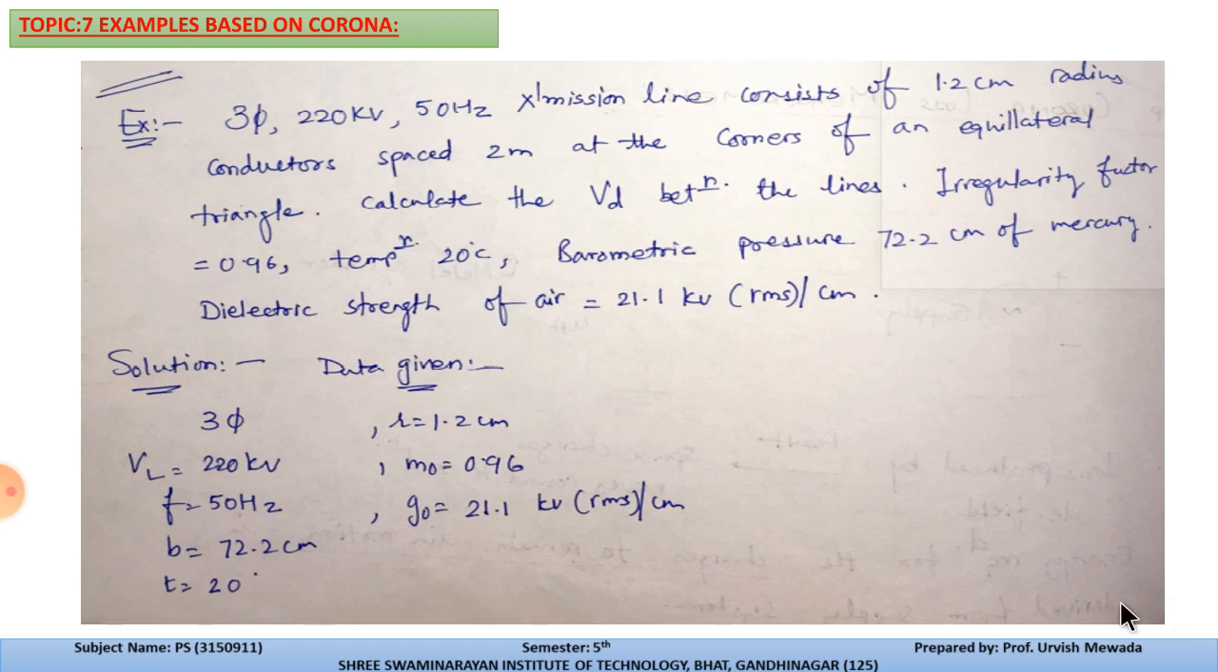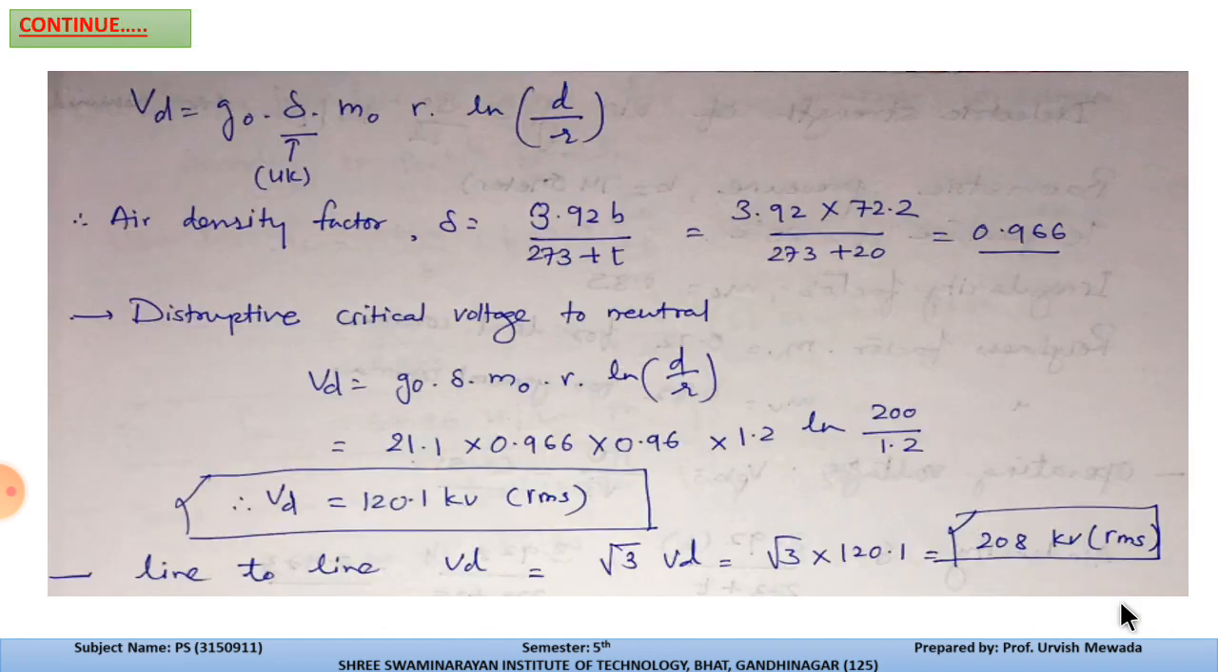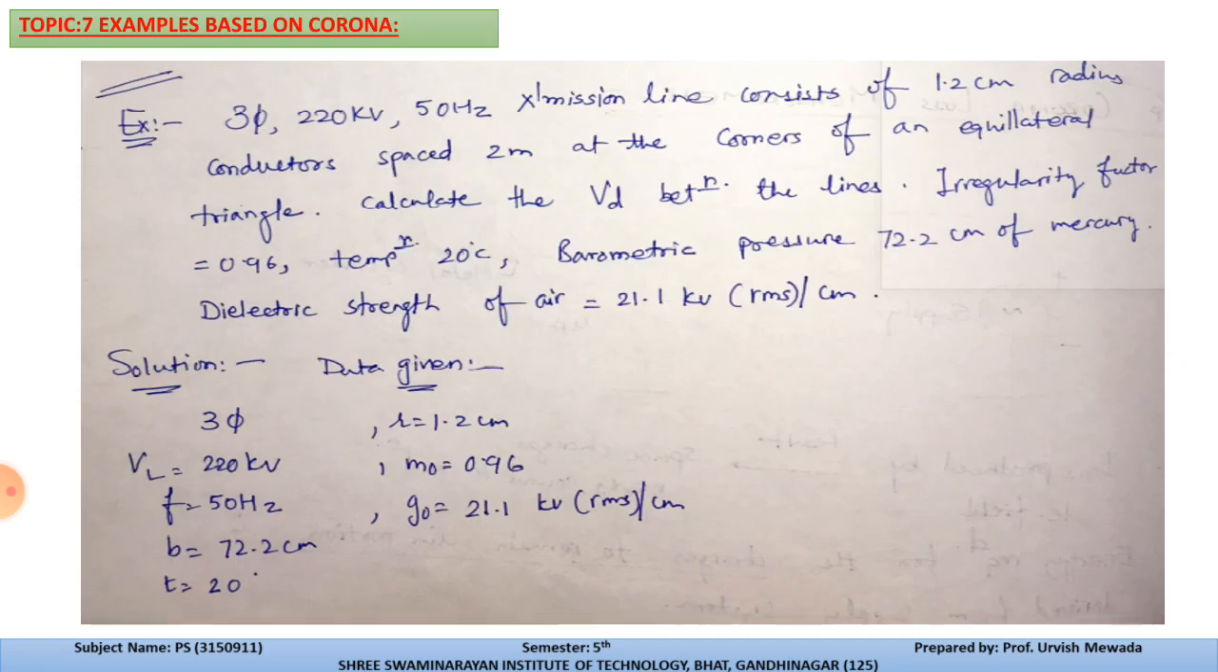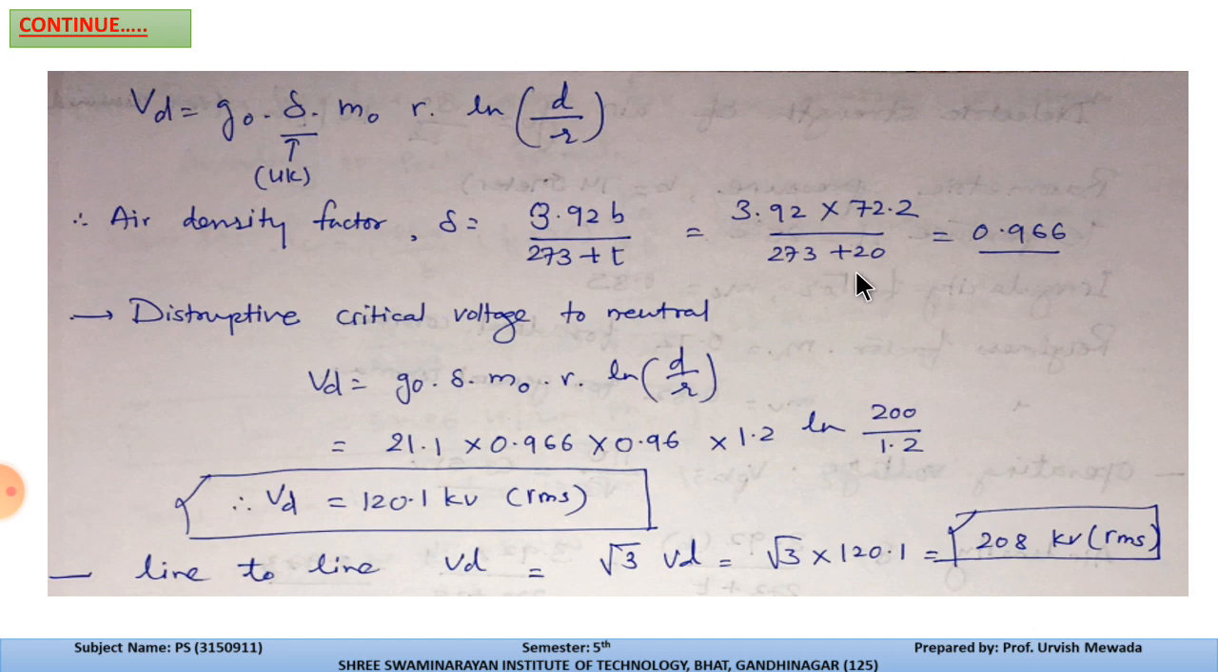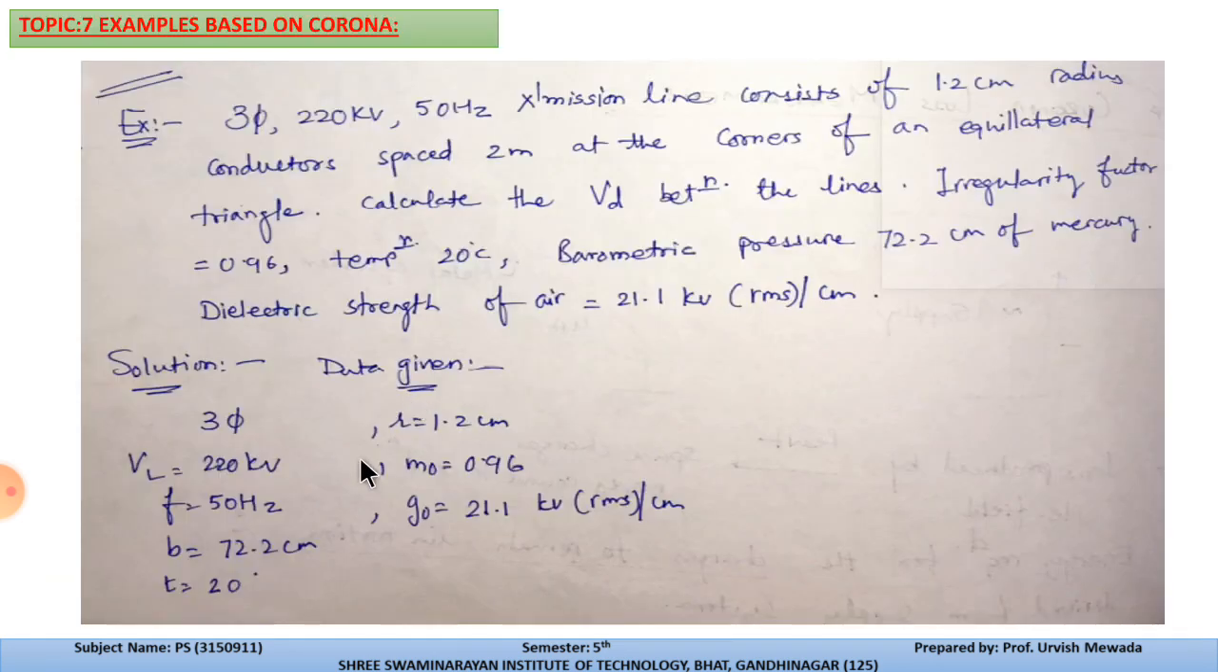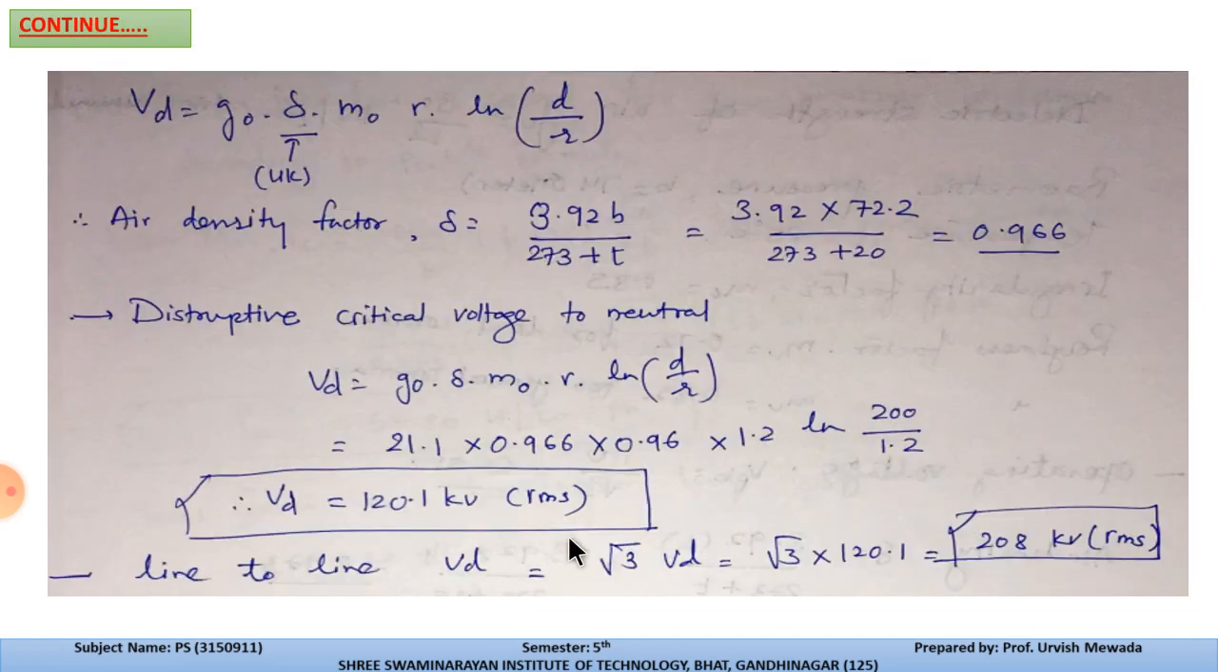Now the equation for VD that we derived is G0 delta M0 R ln D by R. Here delta is unknown. The air density factor, which we went through in the previous theory, is delta equal to 3.92 B by 273 plus T. This is the standard equation, and if we know B and T, then we can calculate delta. Here we have the value of B, that is 72.2, the barometric pressure given in the data, and T is the temperature, which is also mentioned in the data. So from that we can calculate the delta.